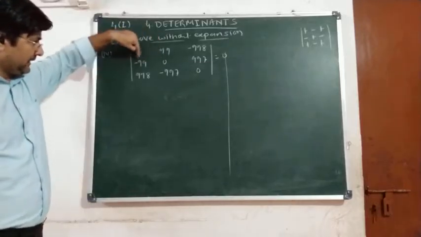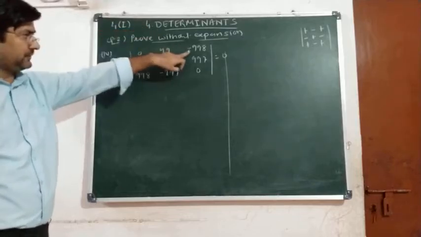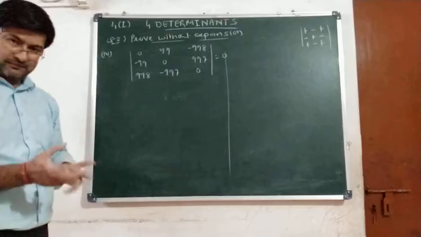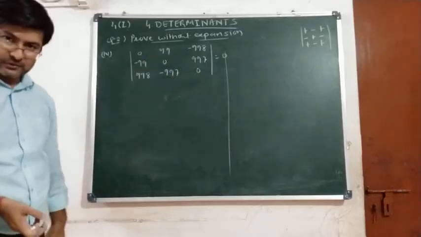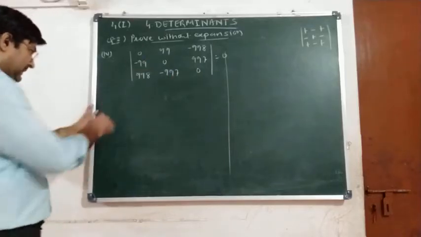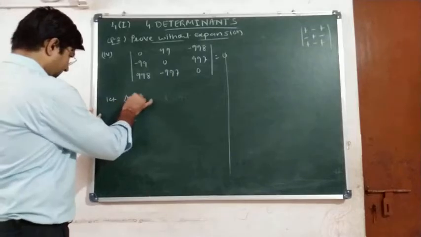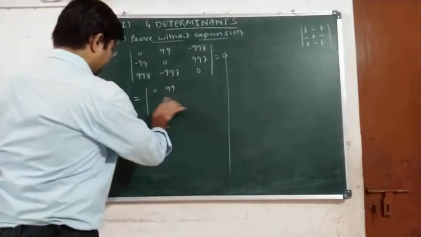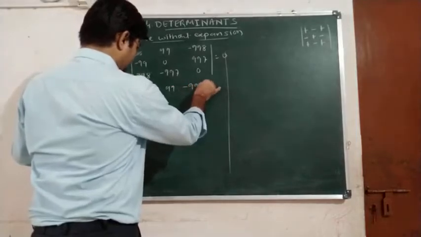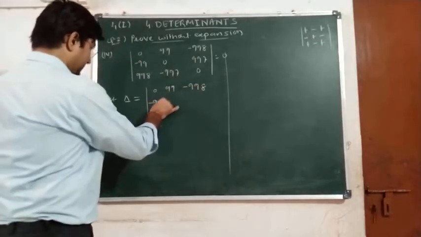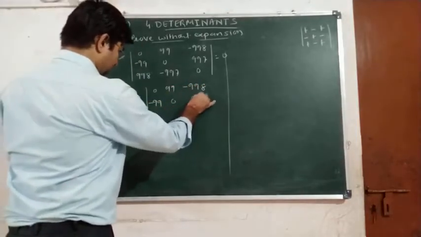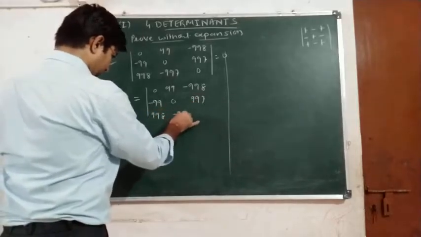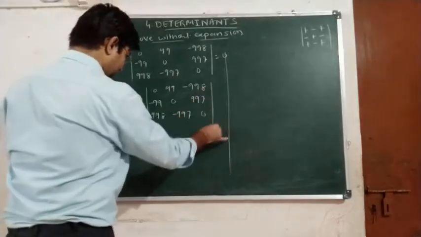Further look at the elements. Okay, A12 and A21 with opposite sign. A13, A31, A23, A32, they are having opposite sign. It means this is an example of a skew symmetric matrix. Let us consider this determinant to be determinant delta. Okay, so 0, 99, minus 998, minus 99, 0, 997, 998, minus 997 and 0.